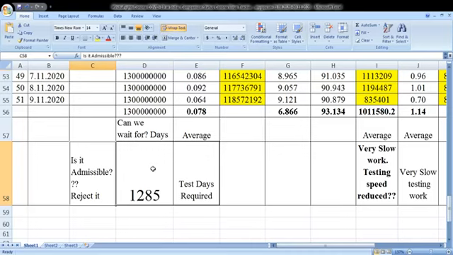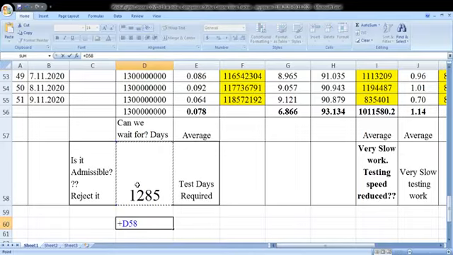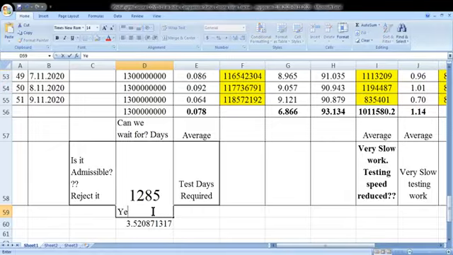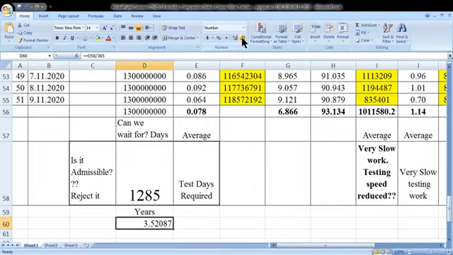You can see yourself how many years it is. If you take this divided by 365, it is 3.52 years. You may write here, just for your reference, how many years are required for this column, and this is required: 3.52.